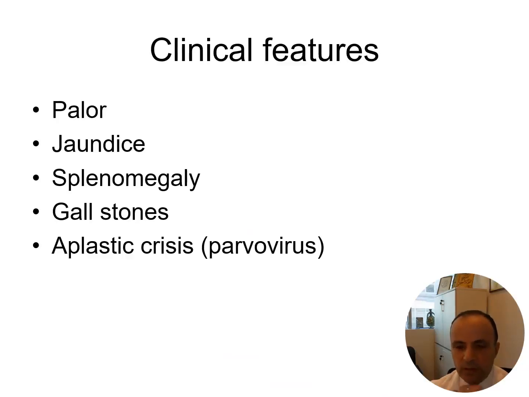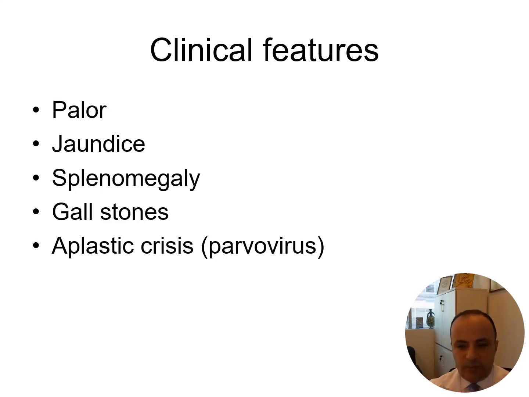Typically, you see pallor, you see jaundice, you see splenomegaly. Gallstones are very common, bilirubin gallstones. You have a lot of bilirubin release, which can give you stones in the gallbladder. And the concept of aplastic crisis is very important, caused by parvovirus. As you know, parvovirus can affect the bone marrow, causing a temporary stop of production in the bone marrow for 4 or 5 days.